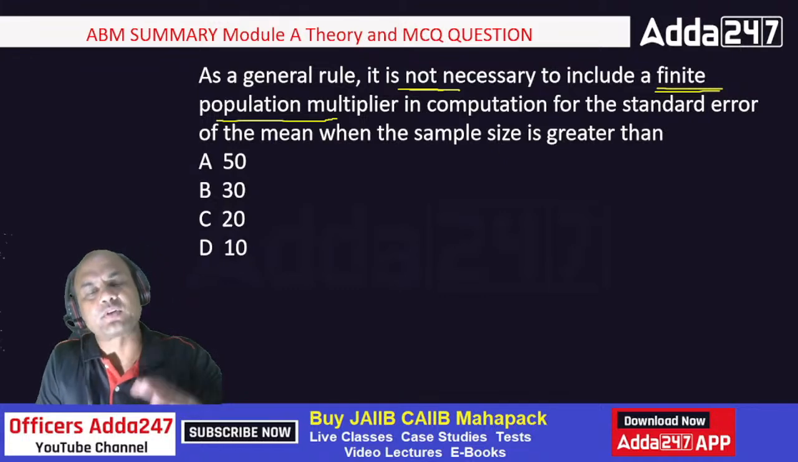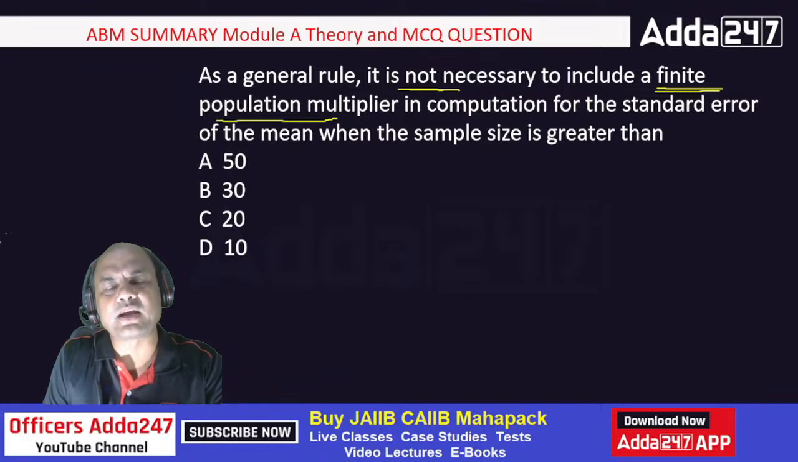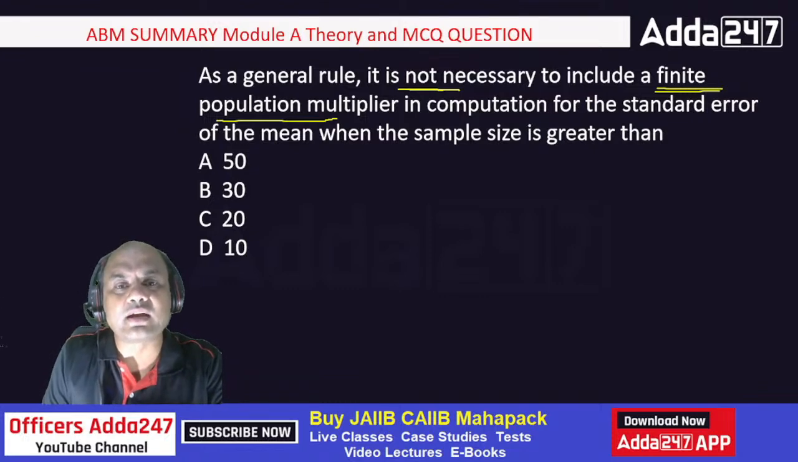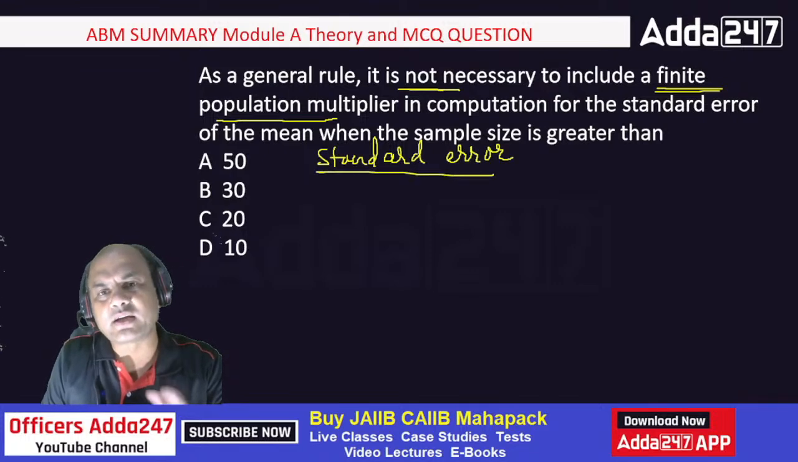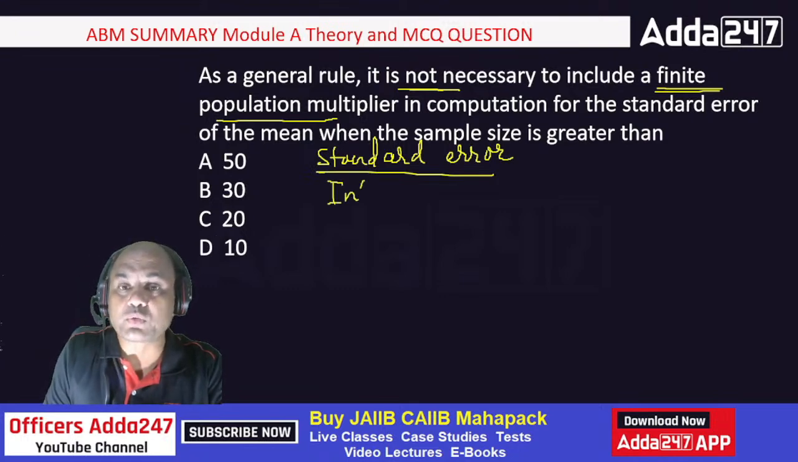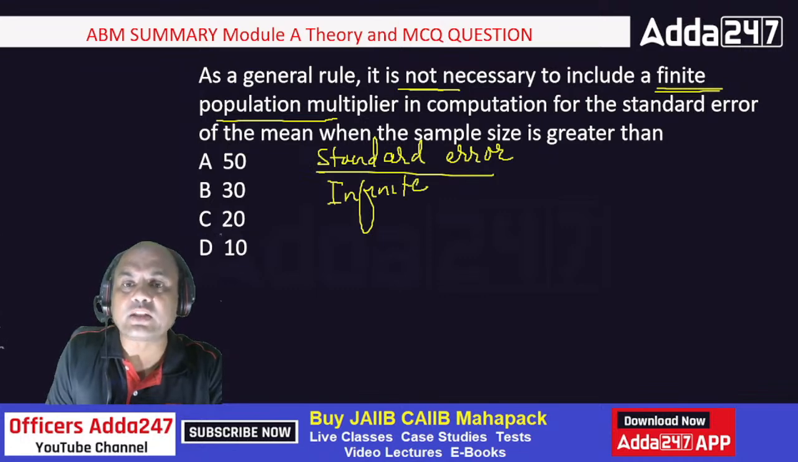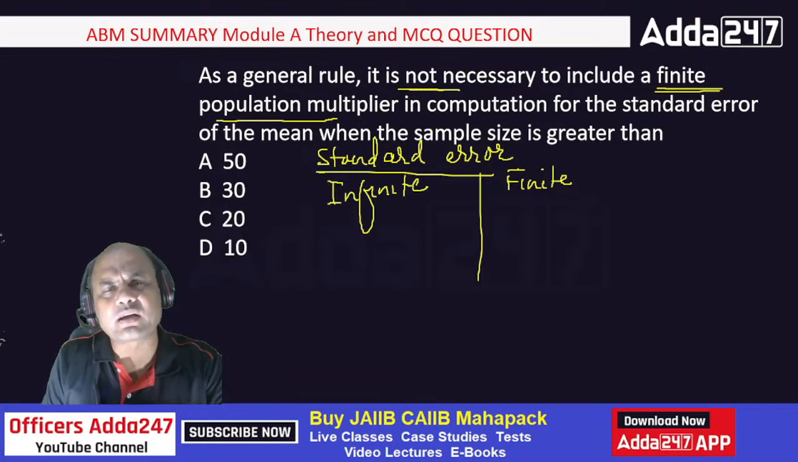See here, there are two types of standard errors. Everything over here, this multiplier and everything, revolves around the standard error concept. What is the standard error? Firstly, let me give you the formula. There are two types of population. Infinite, which cannot be counted, and second is finite, which can be counted. So infinite means I can't count this population at all.